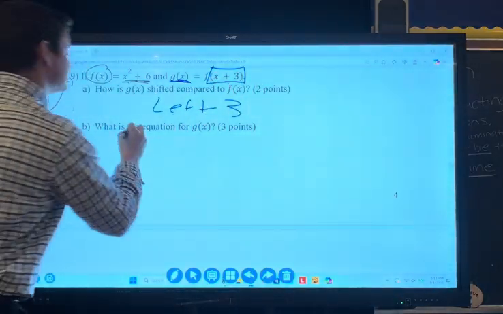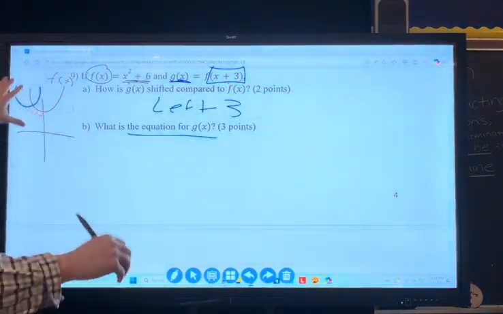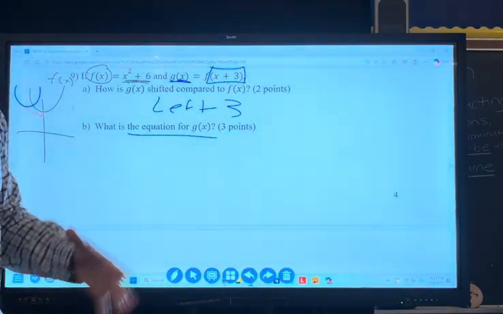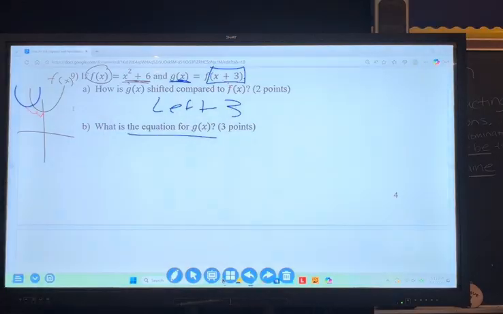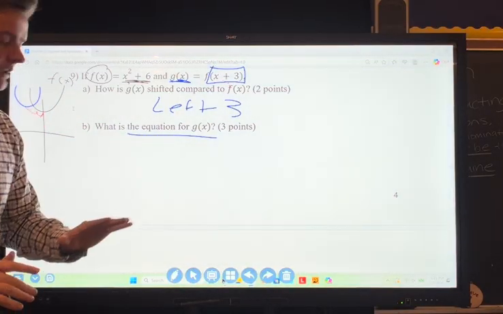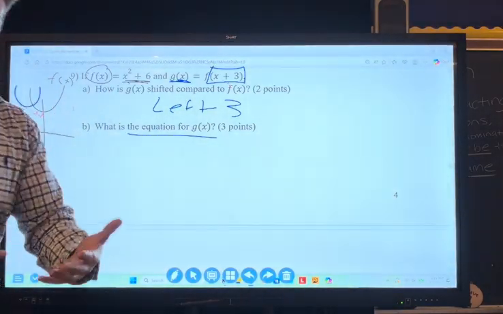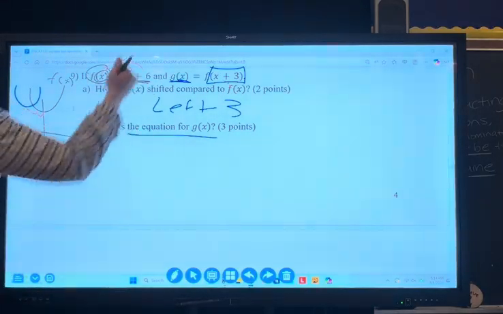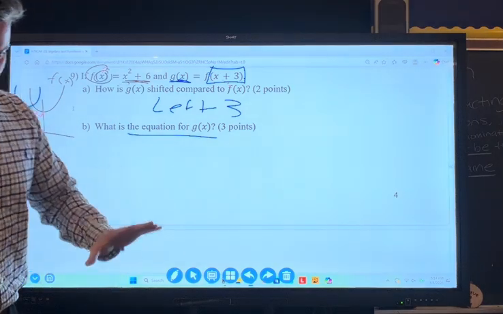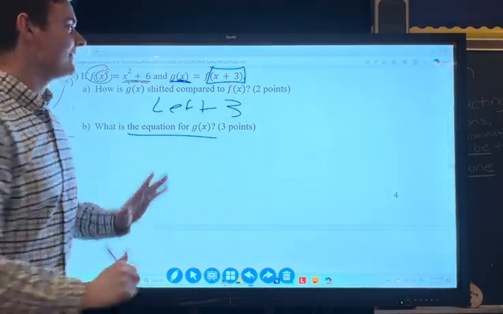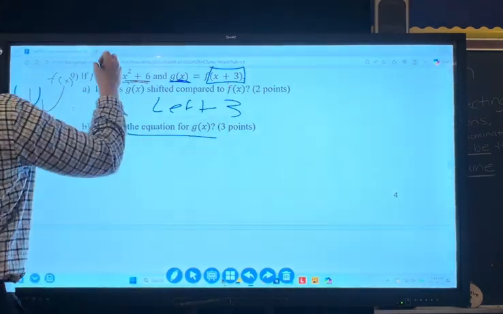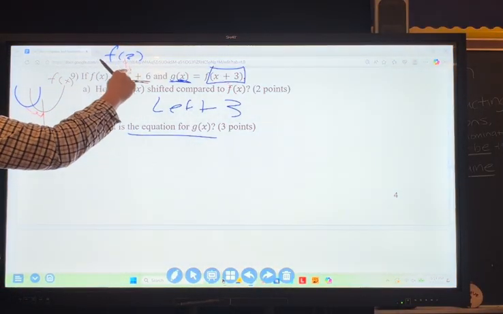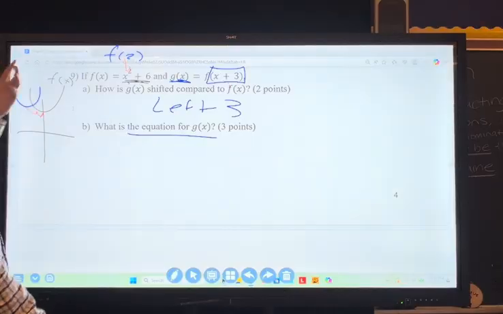Now I need the actual equation, because just knowing where it is might be helpful, but I also might want to know what the equation actually is. The reason it's called f of x is that it's like plugging this x into wherever I see an x, which is why, if I had asked for f of 2 before, that would mean plug in 2 in place of x.